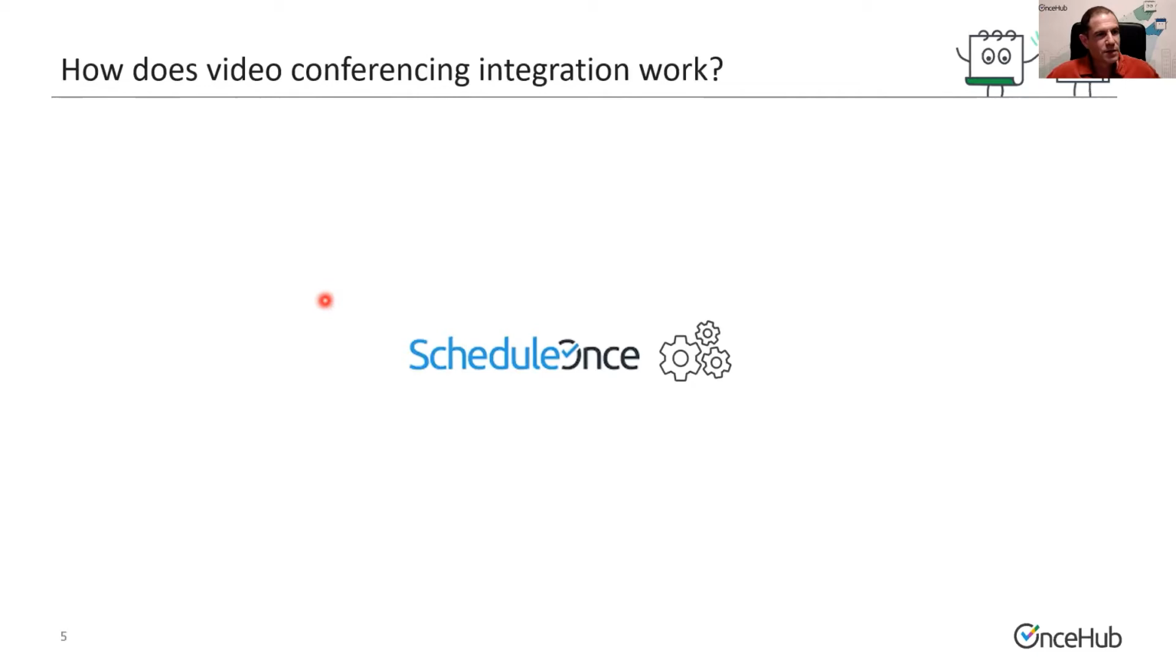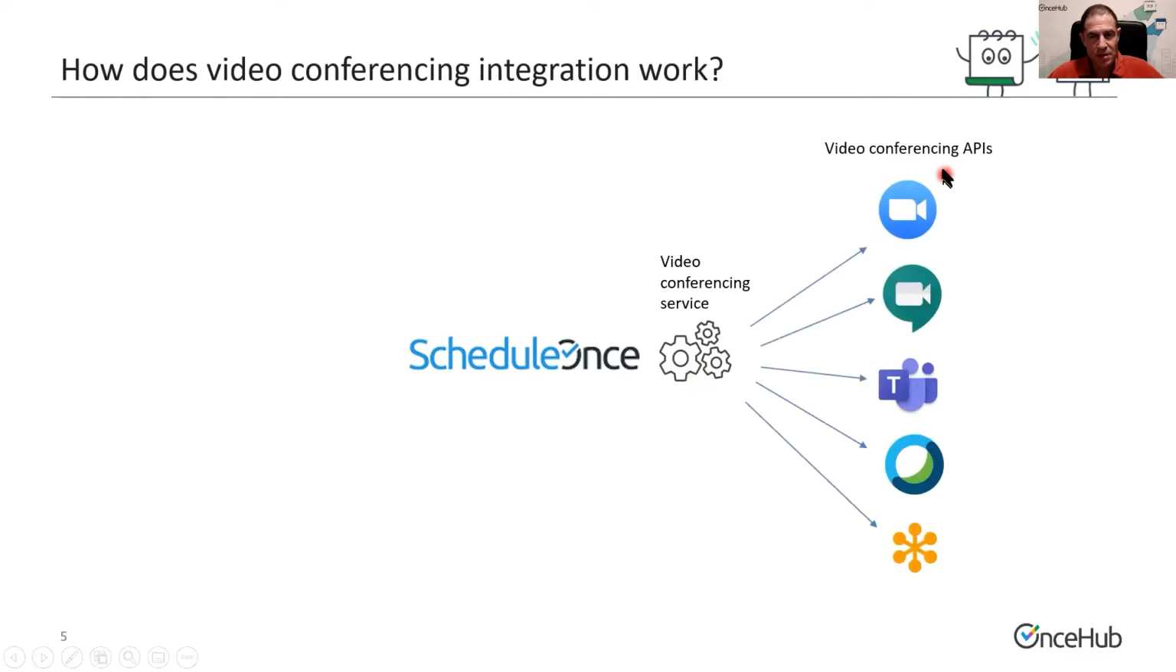So how does video conferencing integration work? Just a big picture. Schedule Once has a video conferencing service that connects to the video conferencing APIs, application programming interfaces, of the video conferencing providers we support, the 5 video conferencing services we support. And whenever there is a booking or a reschedule or a cancellation, whenever there is an event that requires the generation of a link, we generate a secure and unique link on the spot. And we support all our scenarios with the video conferencing integration. So you're not going to be losing capabilities to support scenarios if you're using video conferencing integration.